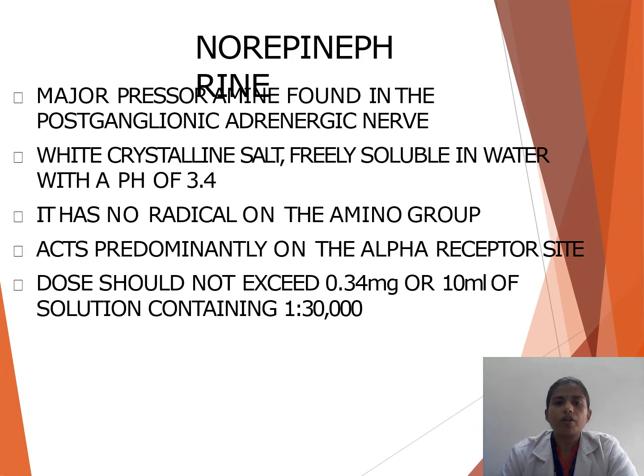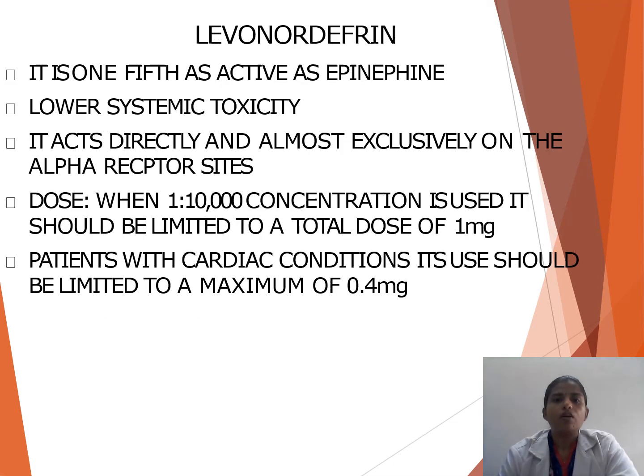Norepinephrine. It is a major pressor amine found in the postganglionic adrenergic nerve. White crystalline salt freely soluble in water with a pH of 3.4. It has no radical on the amino group. It acts predominantly on the alpha receptor site. Dose should not exceed 0.34 mg or 10 ml of solution containing 1:30,000.